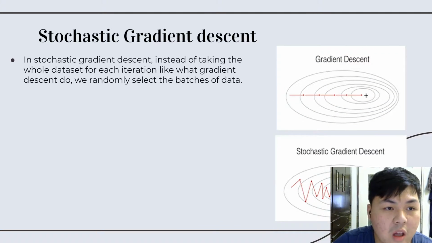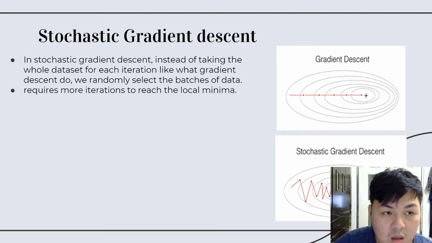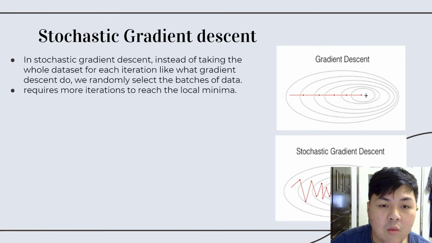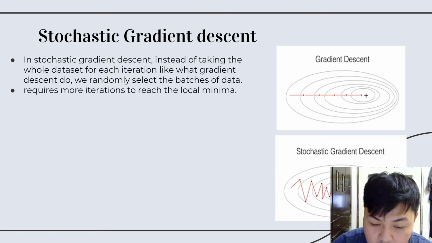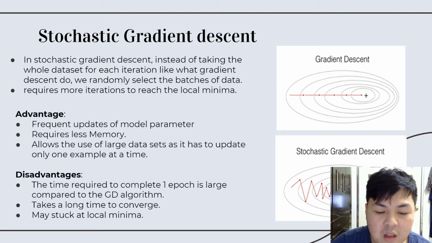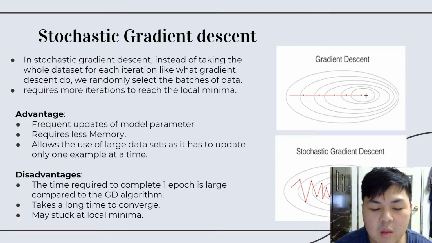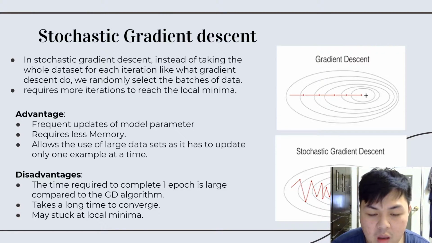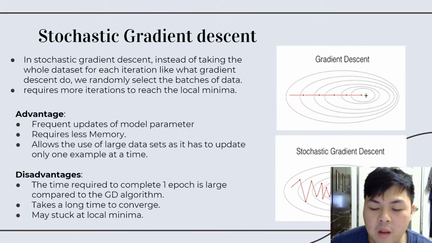So now the second one is stochastic gradient descent. Instead of taking the whole dataset for its iteration like gradient descent does, we randomly select a batch of data. That means we only take a few samples from the dataset. When we compare to the gradient descent approach, the path taken by the algorithm is full of noise, since we do not use the entire dataset, but rather batches of it for each iteration.